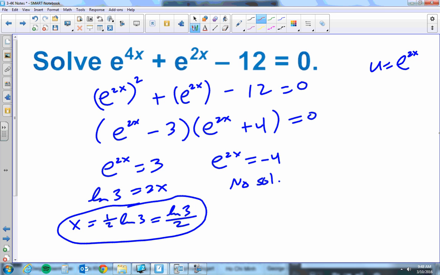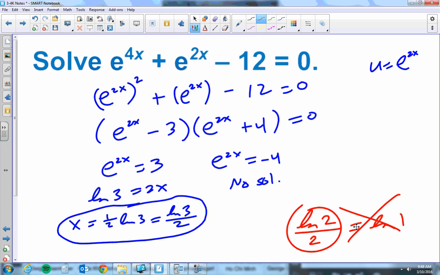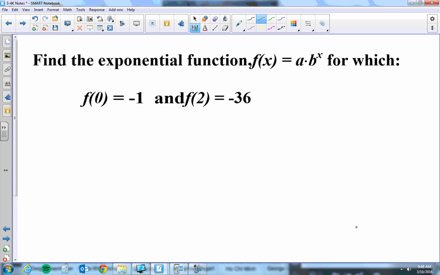I'll make one little point. Let's say this had worked out to natural log of 2 over 2. Would that have equaled natural log of 1? No, this is not a factor of 2. You can't do that. It would just stay like this. Okay? So don't make that mistake, please. All right. That's enough of that.